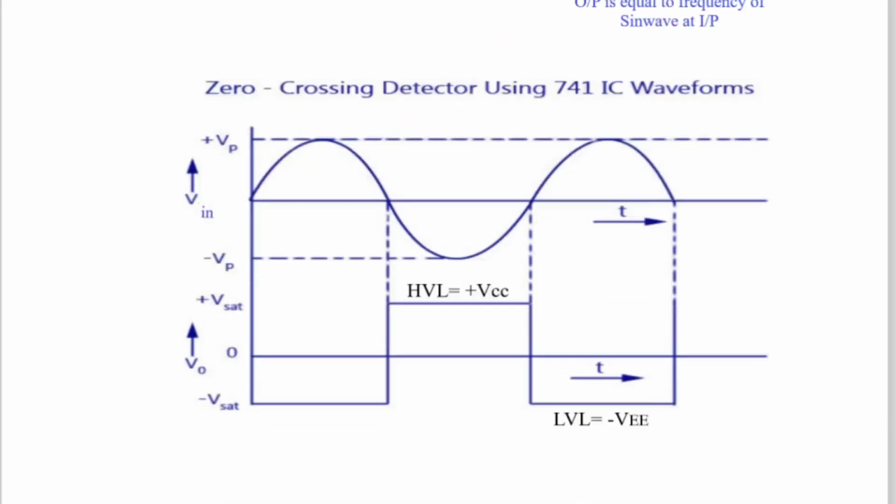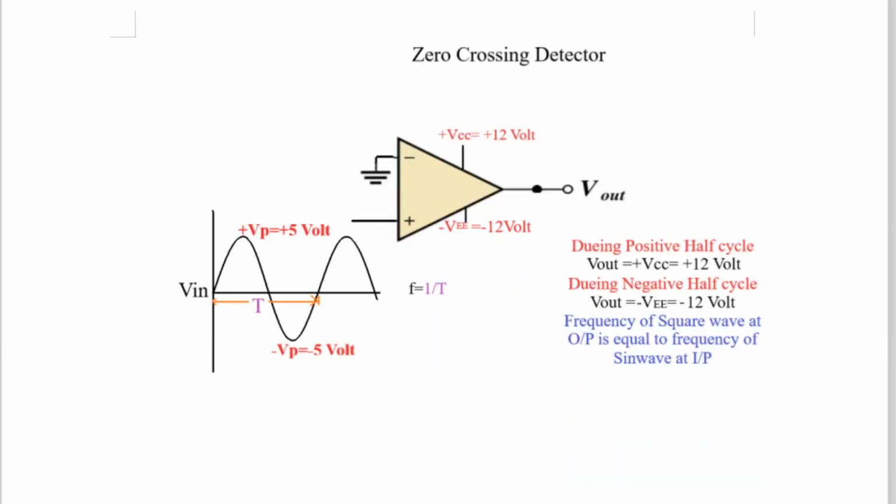Now let us go to the next circuit, that is also a zero crossing detector, but see here very carefully. We have applied the same sine wave, Vp plus 5 and minus Vp minus 5. We have applied this sine wave at the inverting input, and the non-inverting input pin is grounded. So you can read this very carefully.